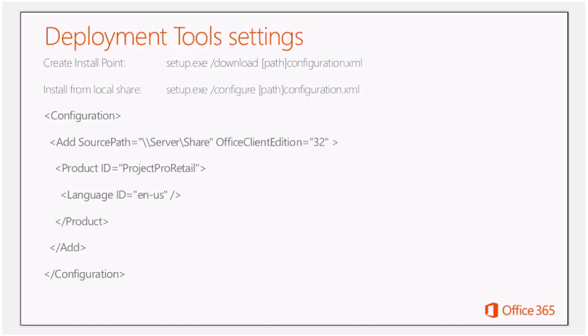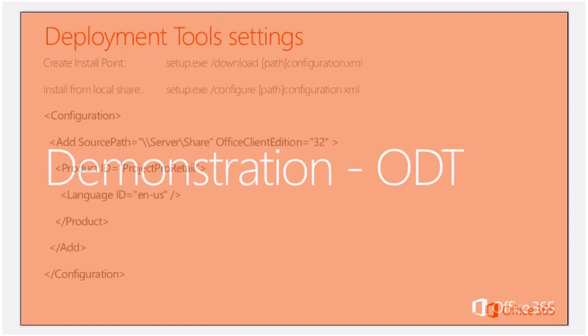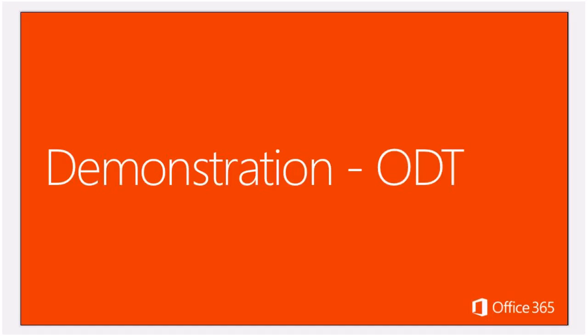The configuration file looks something like this. This one's just got one product in it, Project Pro Retail. And the source path I'm putting there is a server share, so this would be something that anybody who has access to that share could use. The one I'm going to show you is actually going to be doing it locally instead. So I'm going to do the demonstration of how this all works.